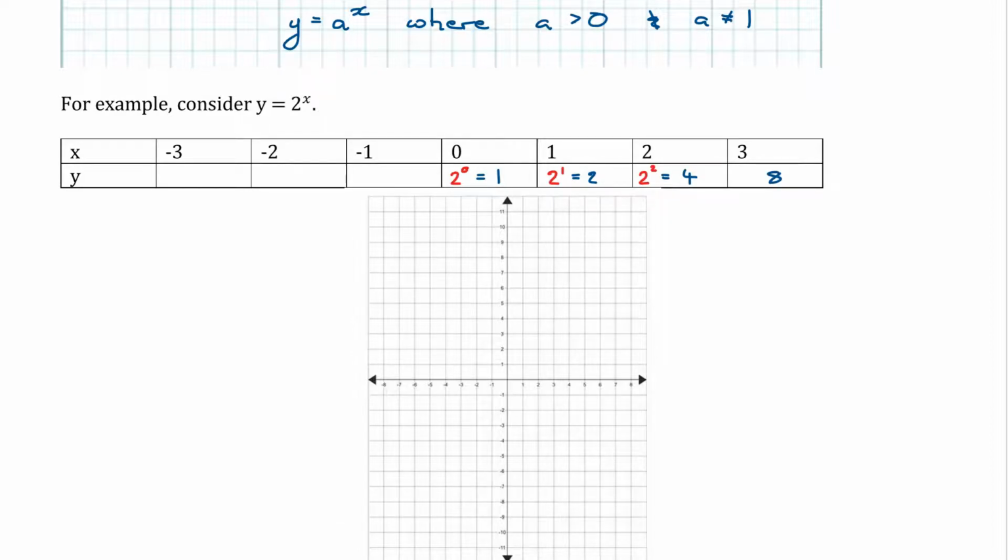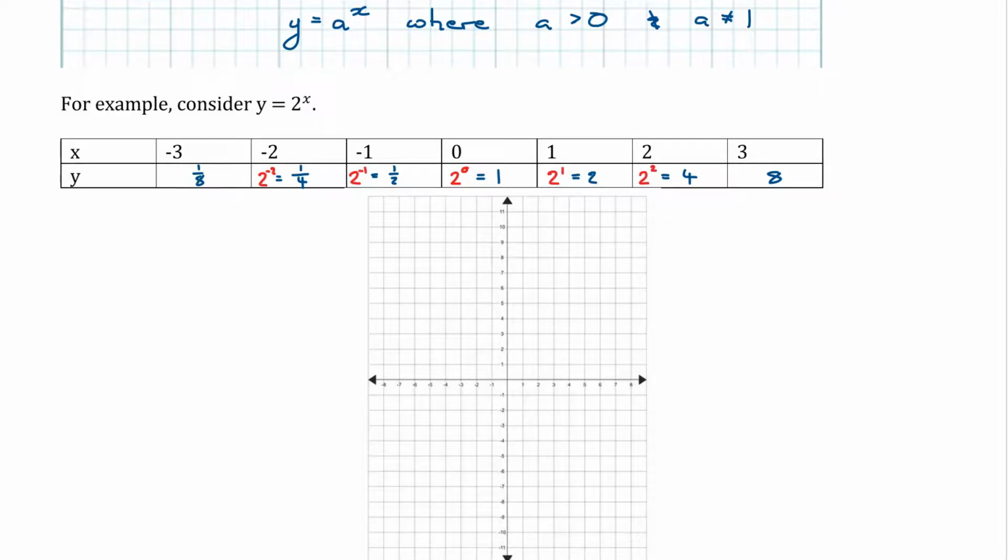Now looking at our negative numbers, we're going to get 2 to the negative 1, which is the same as writing 1 over the base, which is 2, or 0.5. Next one, 2 to the power of negative 2 is the same as writing 1 over 2 to the power of 2, or 2 squared, which is 1 over 4. And 2 to the power of negative 3, that's going to be 1 over 8.